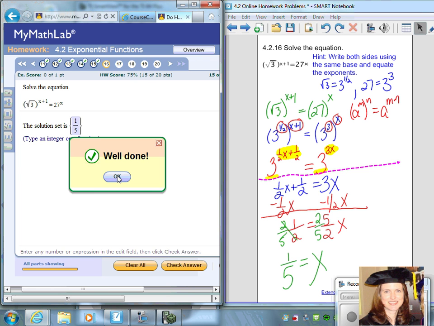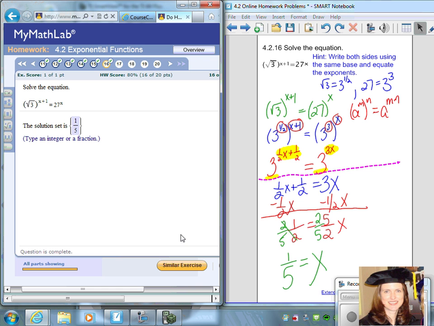Again, the key to doing these is to write both sides using that common base. The base on the left side needs to be the same as the base on the right side. Once you get that simplified, you set the exponent on the left to be equal to the exponent on the right.